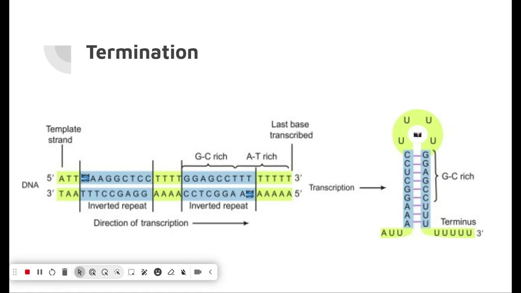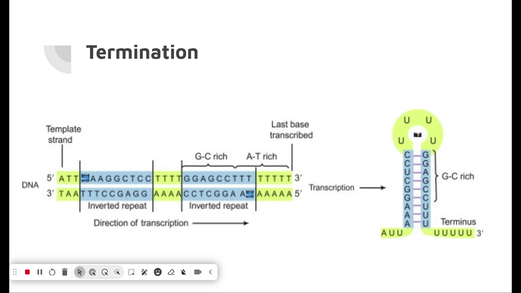On the other hand, you also have rho-independent termination for prokaryotes, in which a hairpin structure forms in the mRNA, and that's followed by a string of uracil nucleotides, the nucleotides exclusive to RNA. And this actually destabilizes the DNA-RNA hybrid, which causes the polymerase and mRNA to dissociate, once again ending the entire process.